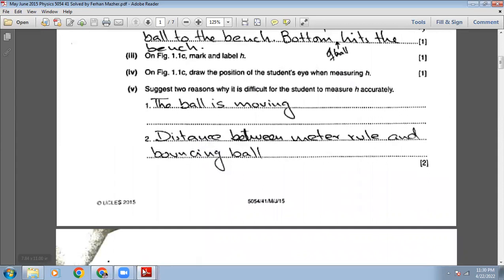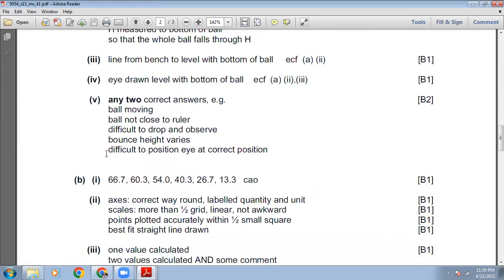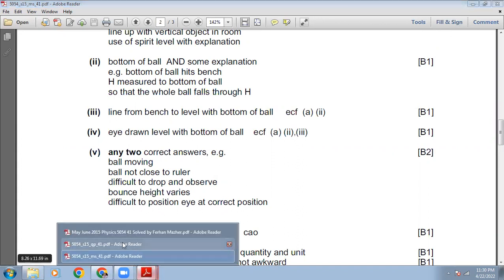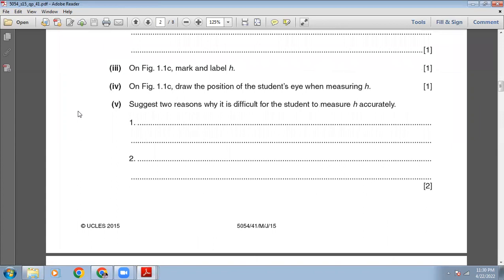So let's go check the marking scheme, and the marking scheme says a line from the bench to the level with the bottom of the ball, and the eye drawn level with the bottom of the ball. So our answers are right. Okay, so let's move to the next part.